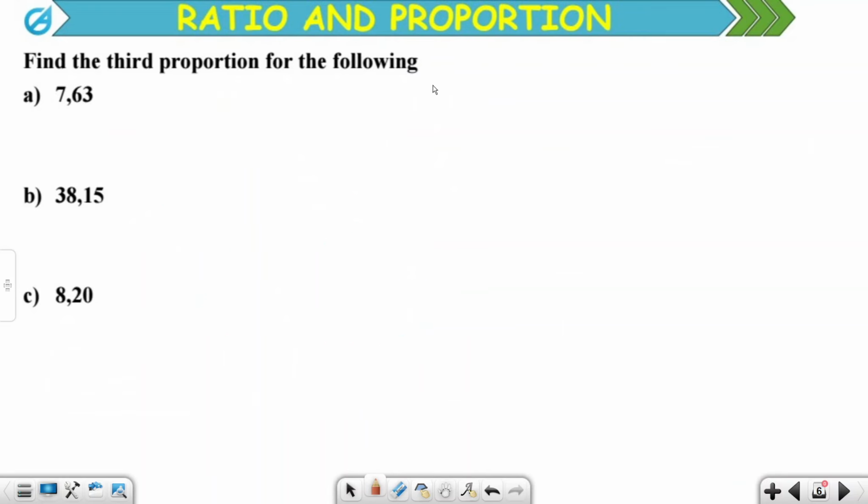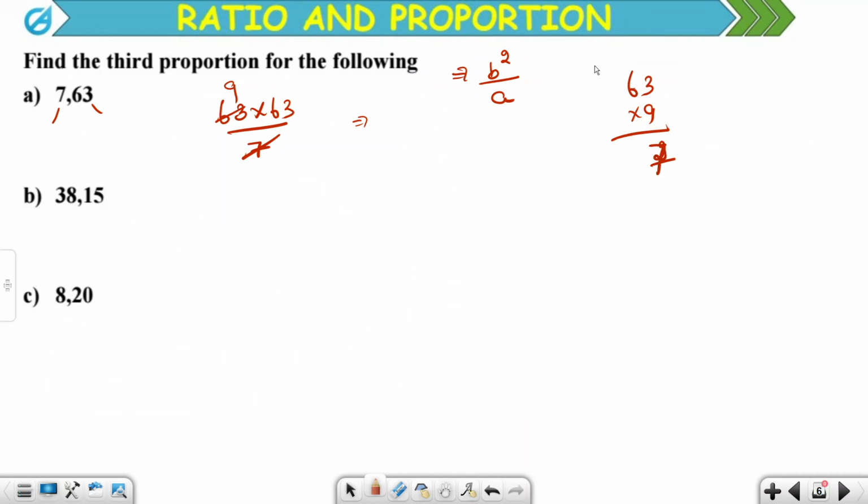Next, the third proportion. See how to find the third proportion. You have to find it by b square by a. What is the value of a? 7. What is the value of b? 63. So 63 into 63 divided by 7. This is 1 time and this is 9 times. So what is 63 into 9? 9 times 3 is 27.